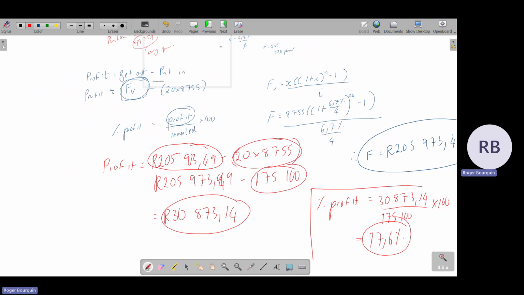Doesn't matter, that's fine. 17.4 is probably a more accurate answer. That will give you errors here. 30,873.48, sorry, it should be 4.8. Okay, that's why I was a bit confused. I mean, it gave you the same answer.